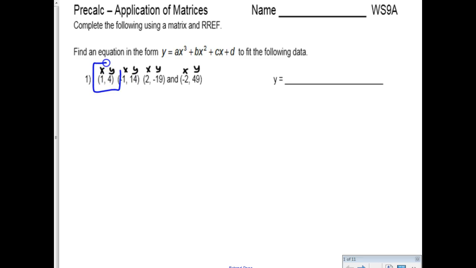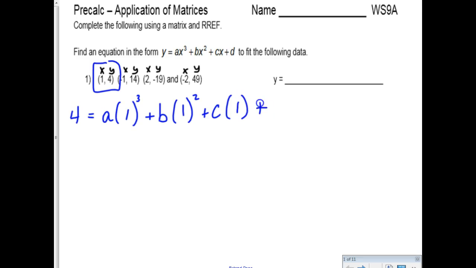So let's start with this ordered pair. If x equals 1 when y equals 4, I'm going to plug that into this function, and I'm not going to do any work. I'm just going to set it up. So I have y, so 4 equals a times x to the third, so 1 to the third, plus b times 1 to the second, plus c times 1, and then plus d. And now we have to do that for all the other ordered pairs.